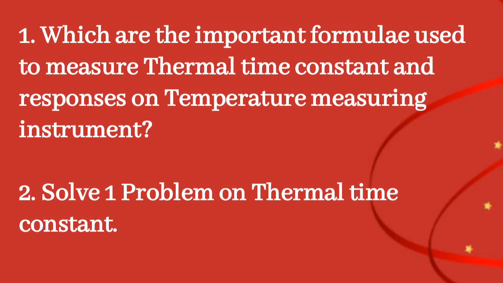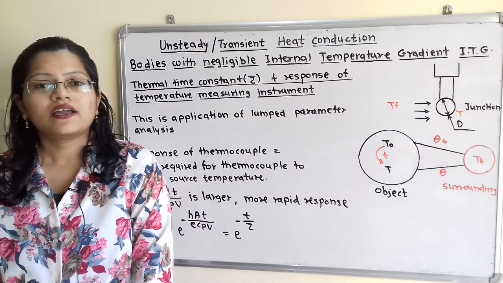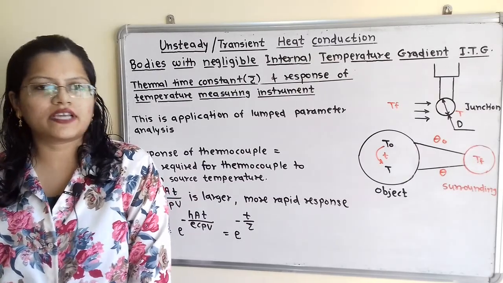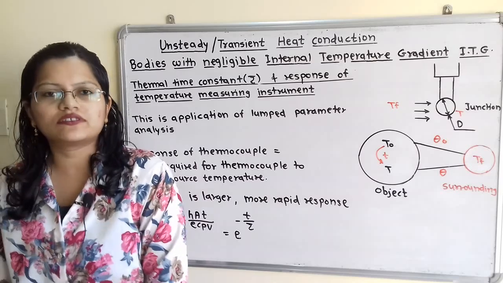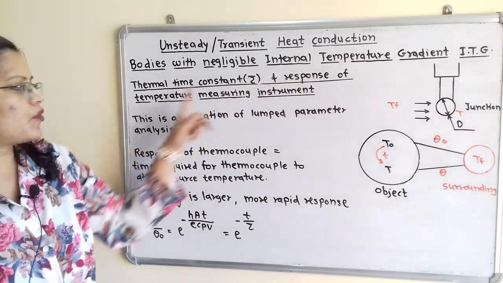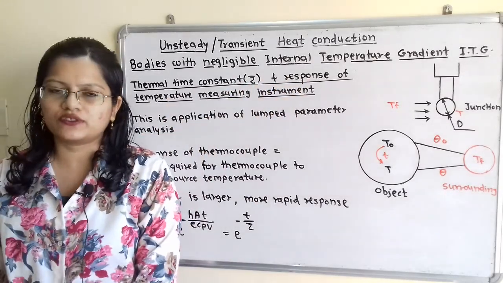First question is, which are the important formulas used to measure thermal time constant tau and response of temperature measuring instrument? Second question, solve one problem for thermal time constant. Let us understand the concept of thermal time constant tau and response of temperature measuring instrument.